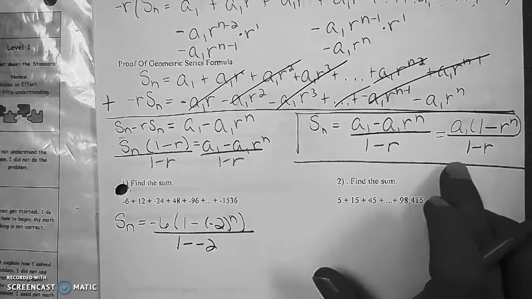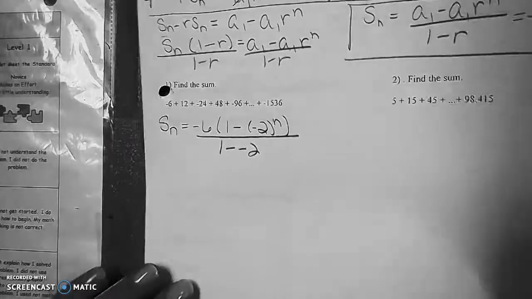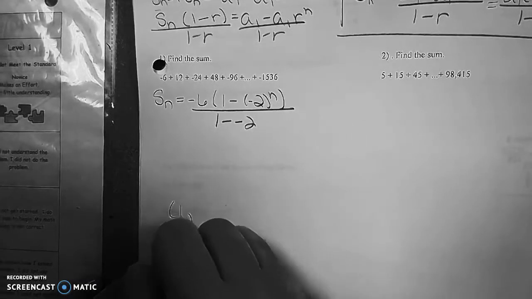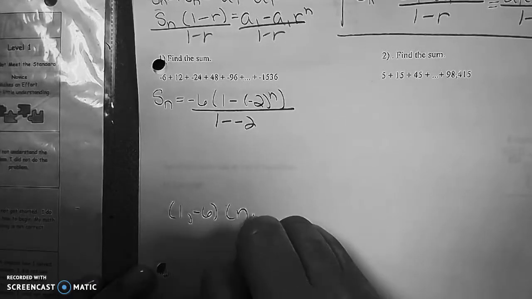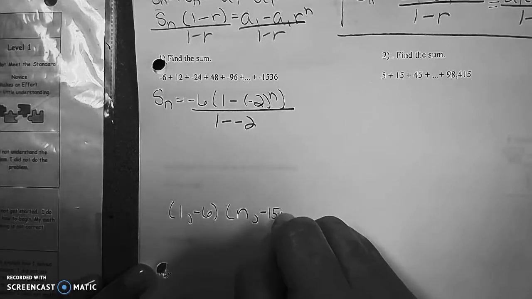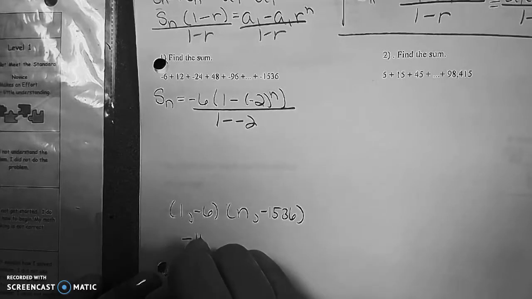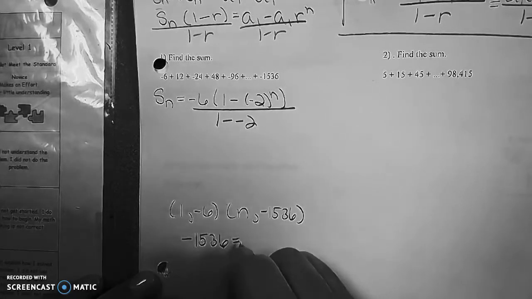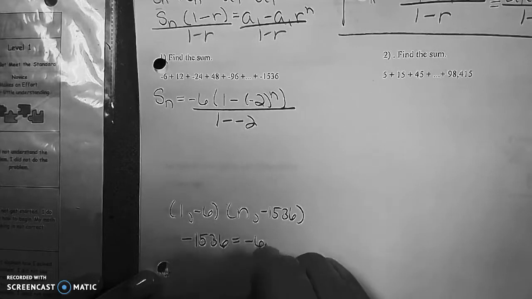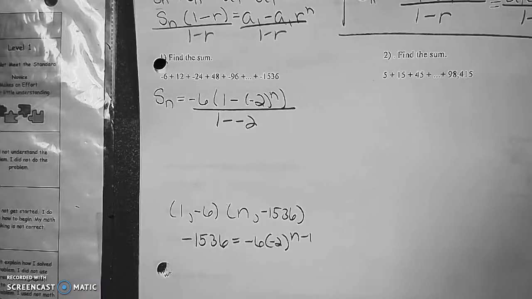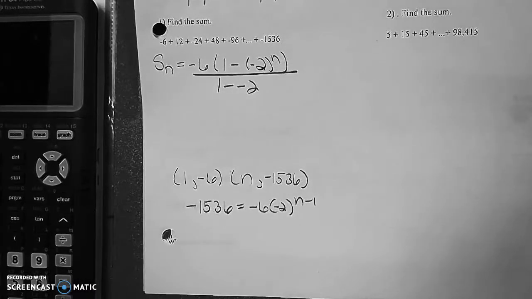So I just used my formula up here. In order to use this, I do need to come to the side and find n. So I know that the first term is negative 6. I know that the nth term is negative 1,536. So I'm going to use the explicit formula. Negative 1,536 would equal negative 6. I do know r, it's negative 2 to the n minus 1. So first thing I'm going to do is take negative 1,536 and divide it by negative 6.